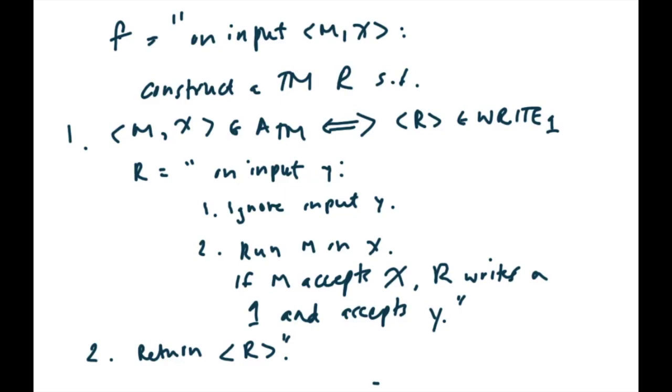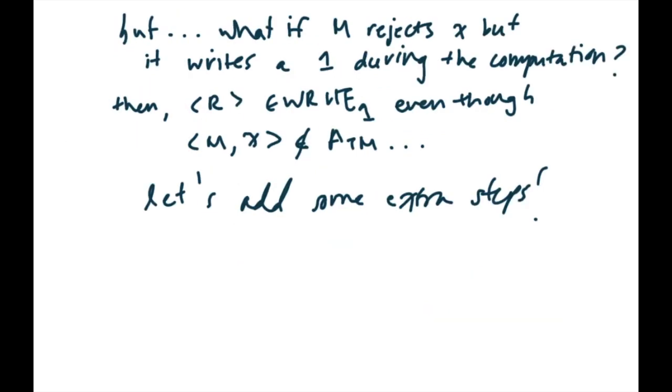But there is one problem with this. What if M rejected X, but it wrote a 1 to the tape during the computation? The thing to consider here is that because R was simulating M on X, it's using the same tape.